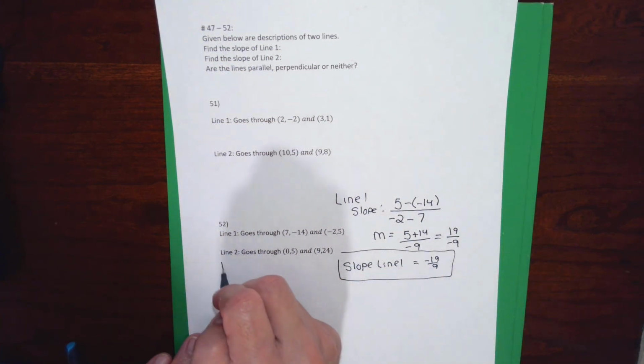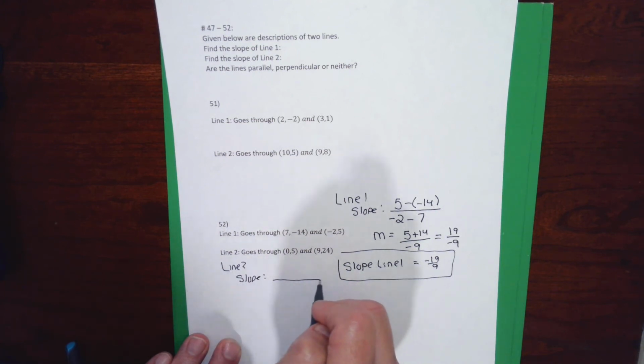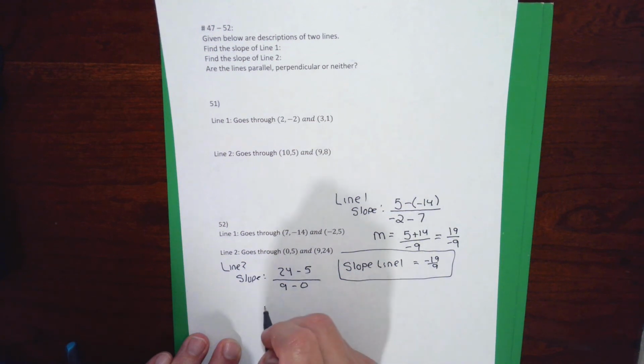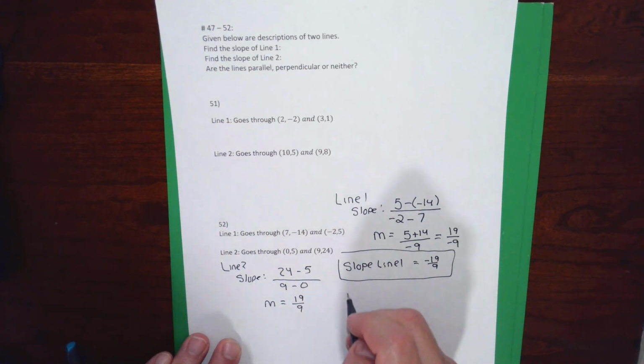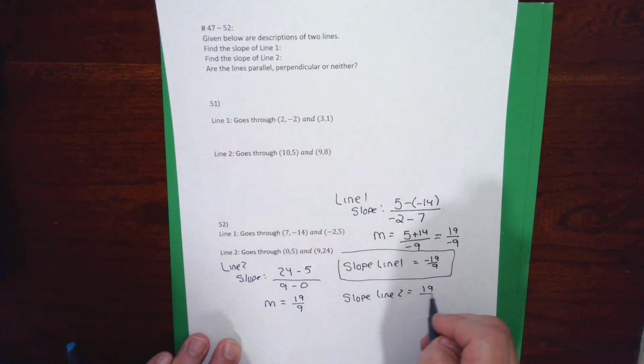And now I'll work on line 2. Its slope is going to be calculated by doing 24 minus 5 over 9 minus 0. 24 minus 5 is positive 19. 9 minus 0 is 9. So my slope of line 2 is positive 19 over 9.